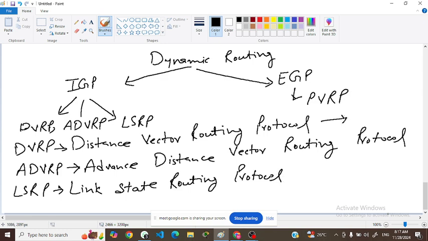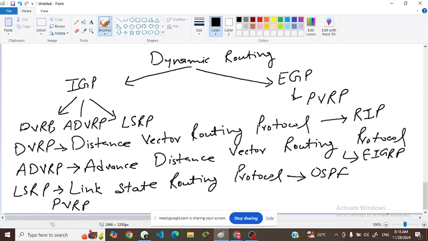So RIP is an example of DVRP. EIGRP is an example of ADVRP, and OSPF is an example of link state routing protocol. Subhajit, what is the full form of PVRP? PVRP is path vector routing protocol.